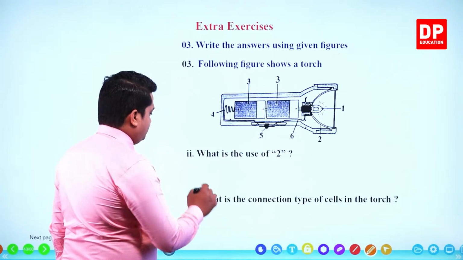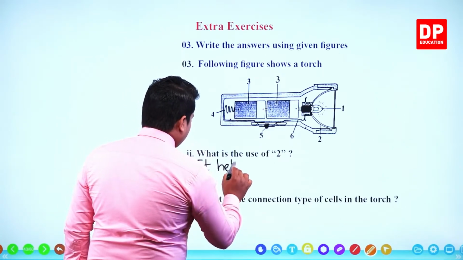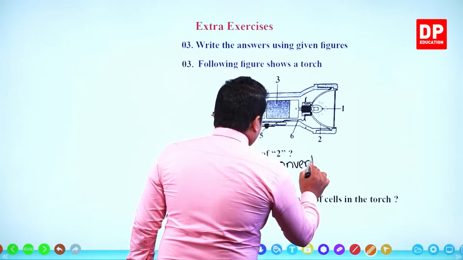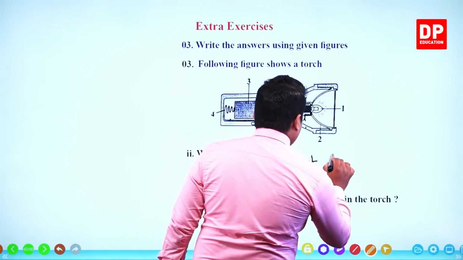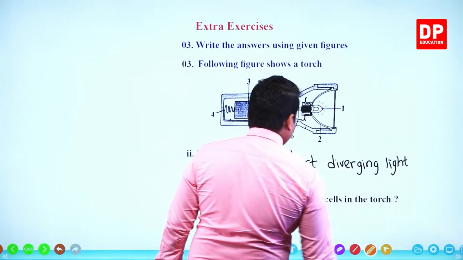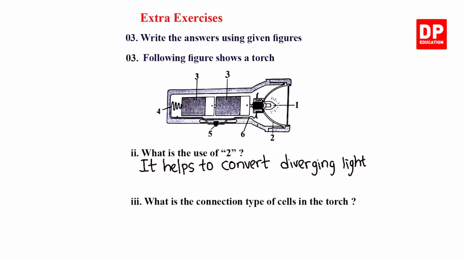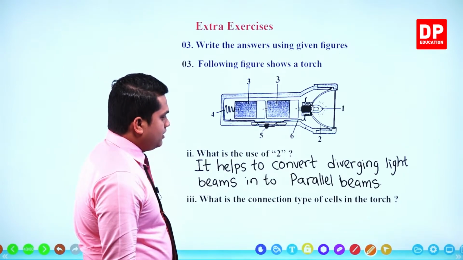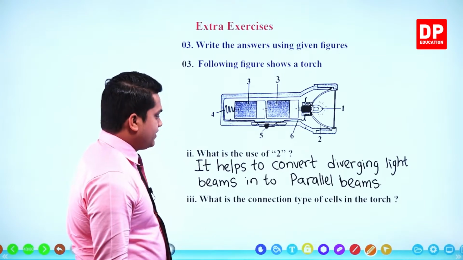So we can write the answer. It helps to convert diverging light beams into parallel beams, right? So this is the answer for the reflector.